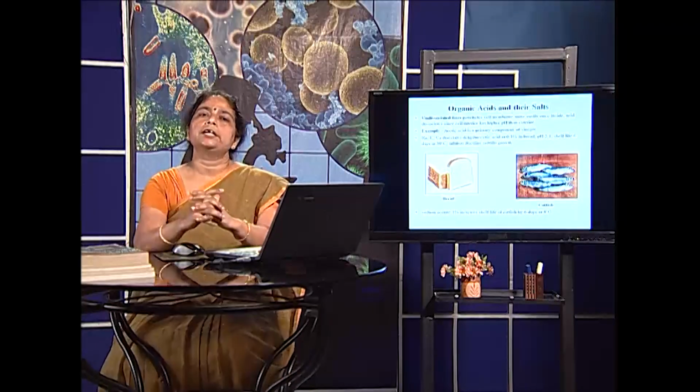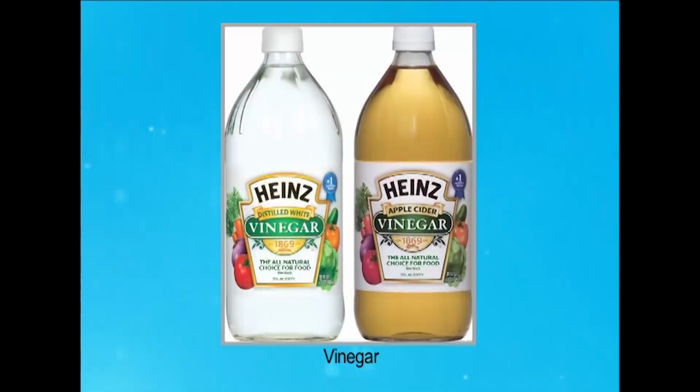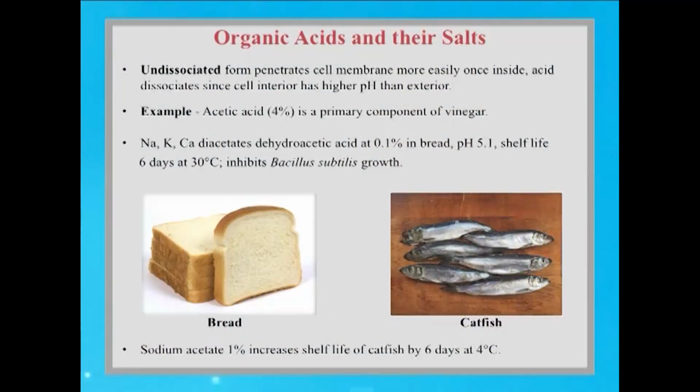The first category of chemicals that we use is organic acids and their salts. The most important organic acid that is known to all of us and that is used by all of us is vinegar. Do you know what this vinegar is? This vinegar is nothing but acetic acid. We add this vinegar or acetic acid in many food items and therefore help in the preservation method.